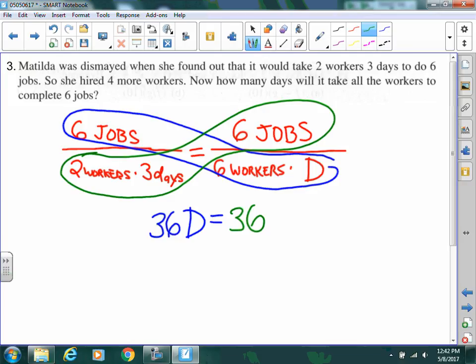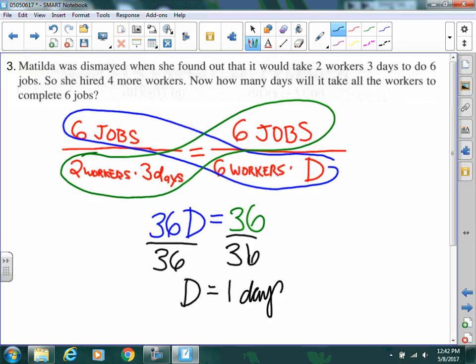And I get this equation and I say, I'm pretty sure I know what D is. If I divide both sides by 36, I get D is equal to 1 day. So since she hired these extra workers, she doesn't need 3 days, she just has 1 day and it's all done. Yay.